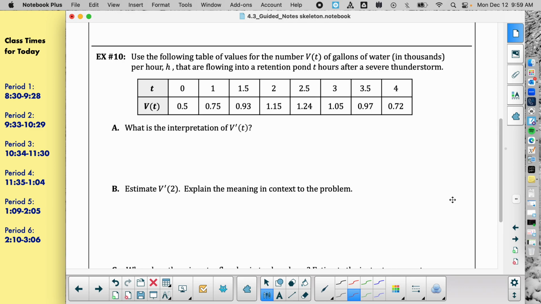I know you guys tend to mold your answers into the way the answer key is sometimes, because you read the answer key so much, you feel like that should be the only way that you can answer them. It's not. The answer key is generally only one way of answering things. Interpretation of V prime of T, you could say the rate of change of gallons per hour, or you could absolutely say gallons per hour per hour. That would be the label on the answer for this: gallons per hour squared.